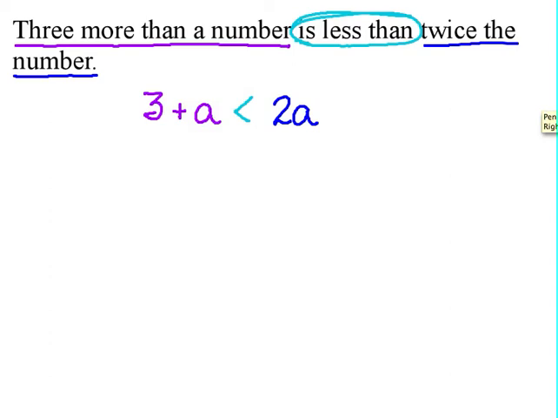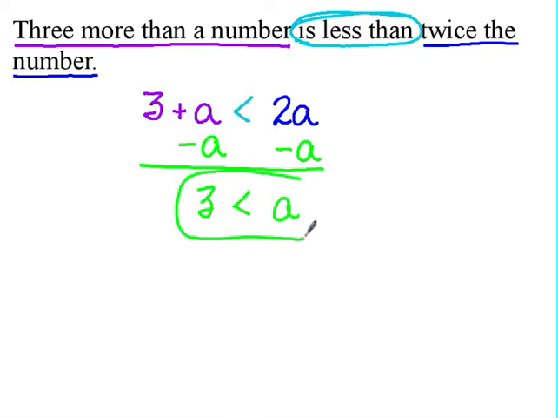So now I need to solve this. I notice I have an a and a 2a. Remember, I need to get a positive 1a. So what are you going to do? Subtract a from both sides. Good job. So on the left side, you are left with 3 is less than a. There you go. That's it. Okay, once again, split it into two parts. It'll make it a lot easier for you.